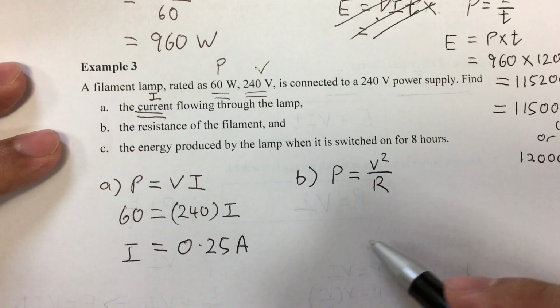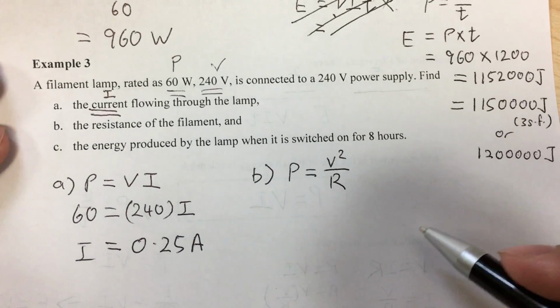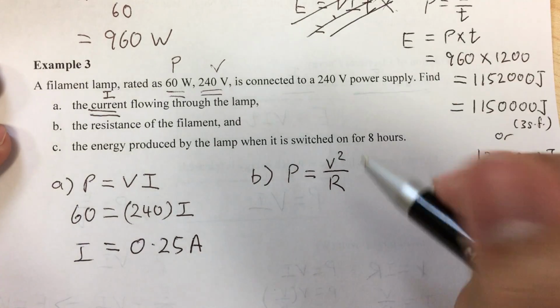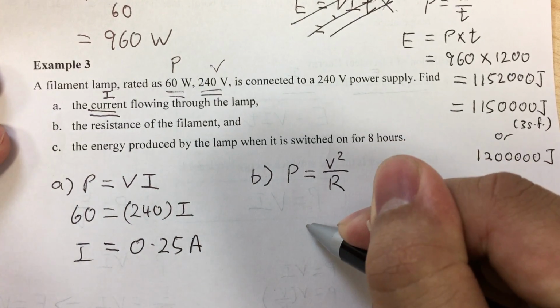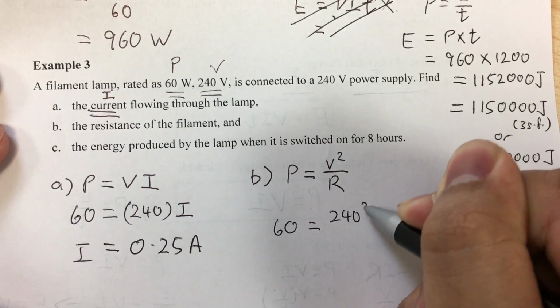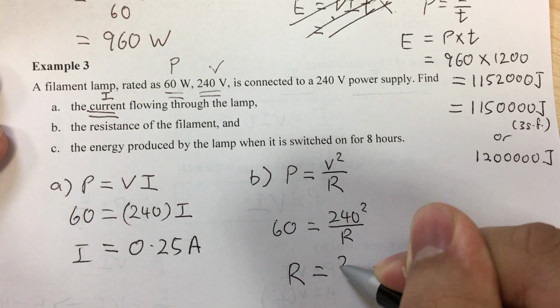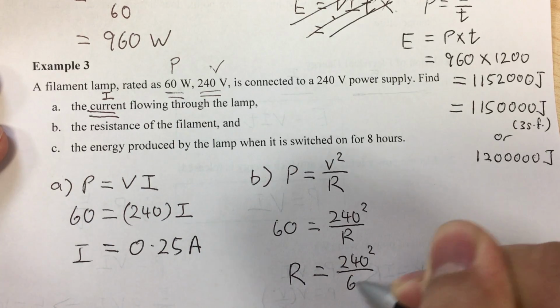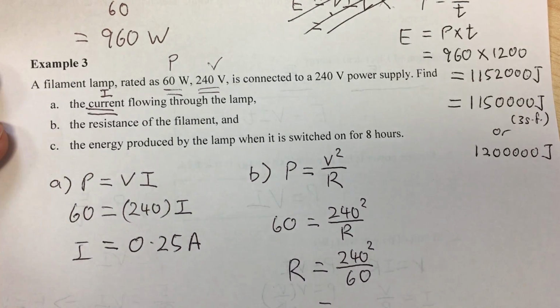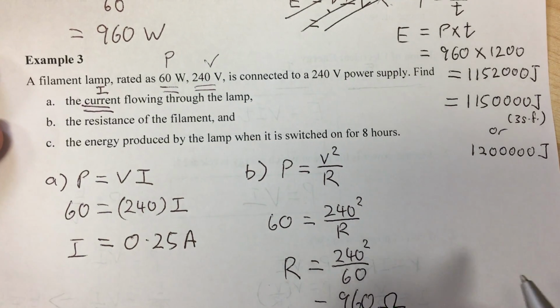Okay, so let's use this value. I'm going to show you another method later on to help you understand that there are multiple methods. So power equals V squared over R. 60 equals 240 squared divided by R. Convert. Cross multiply. I'll get this, and I can work out the value to be 960 ohms.